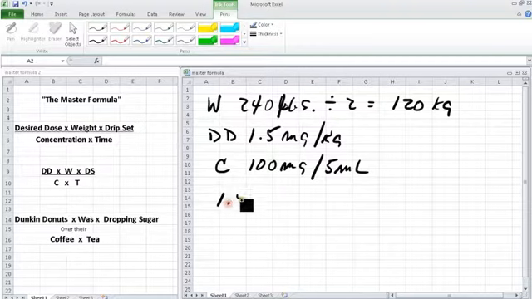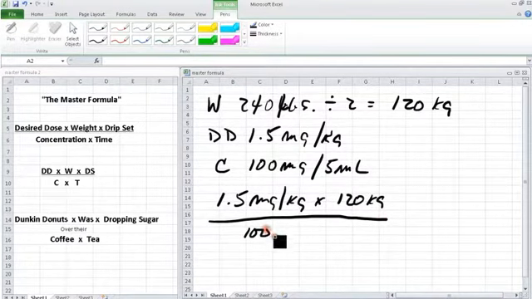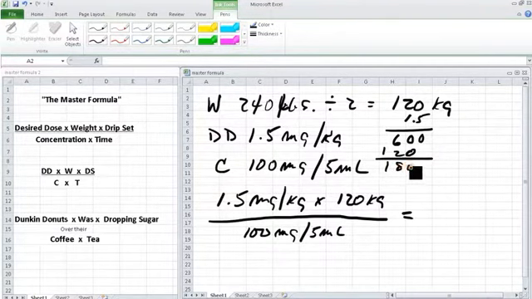So let's put all this in the formula. 1.5 milligrams per kilogram times the 120 kilograms over 100 milligrams in 5 mL. All right. I'm going to multiply the 1.5 times the 120. Well, I have 120 up here. I'm going to put 1.5. Let's see. That's 0, 0, 1, and 6. And then I have 0 to 1. So 180. Okay, move over 1 decimal point. So I have 180 milligrams.